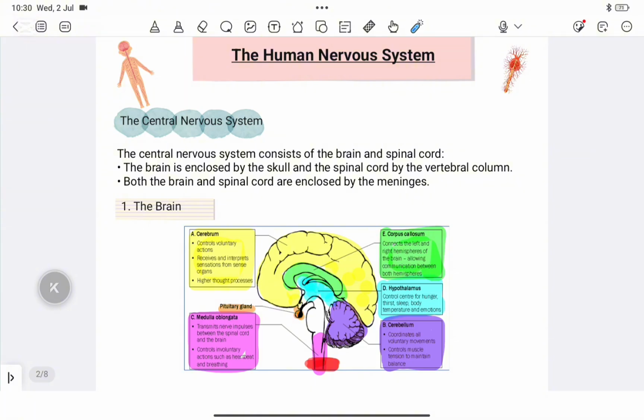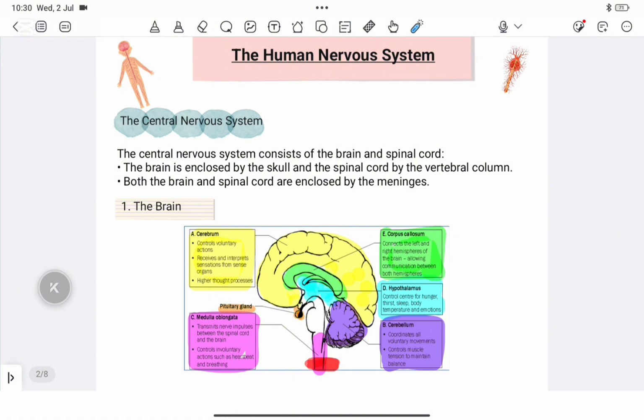Okay, now we're going to go to the part that I highlighted as pink, the medulla oblongata. This transmits nerve impulses between the spinal cord and the brain. This whole part here is called the brain, and the part that I highlighted here as red going down, that is what we call the spinal cord. So the medulla oblongata is this part over here. It is between the brain and the spinal cord. That's why it transmits impulses between the two.